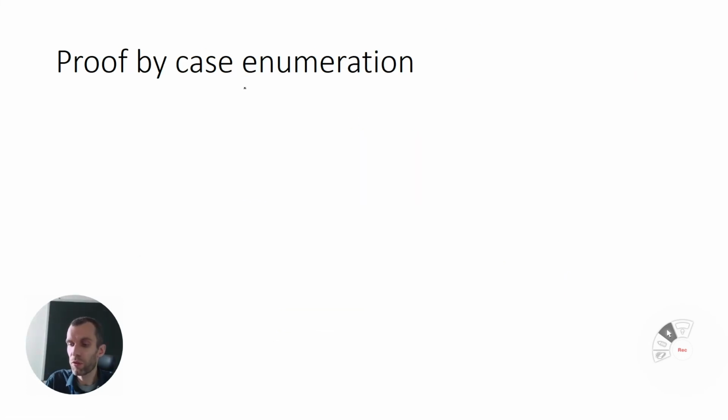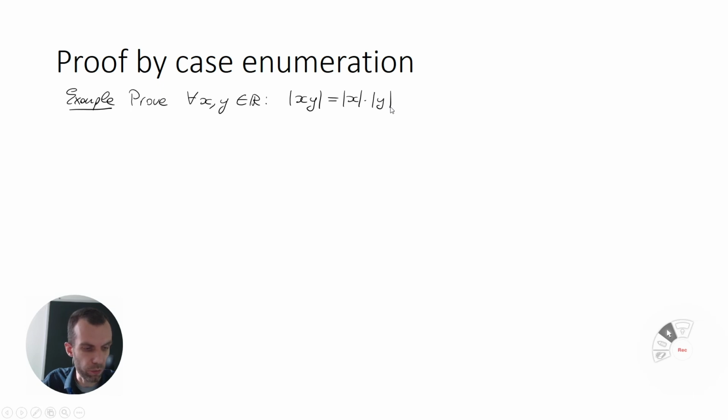So one last proof technique before we move on with mathematical induction is this so-called case enumeration. And this is also a good technique, because sometimes you can divide your proof into several subcases, which are all individually easier. So let's do this by an example. So let's try to prove that for all x and y real numbers, we have that absolute value of x times y is absolute value x times absolute value of y.